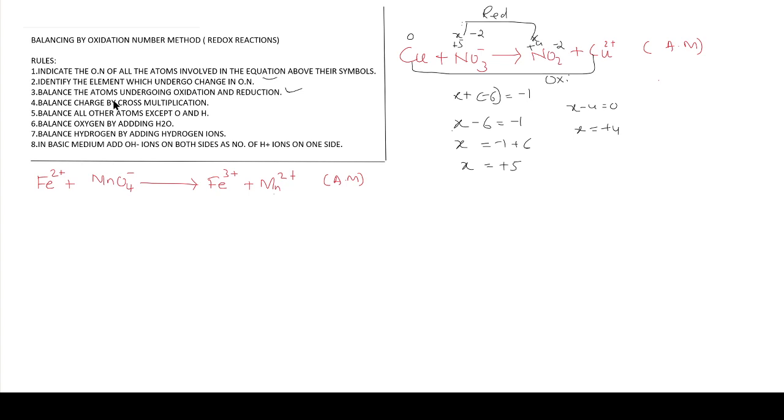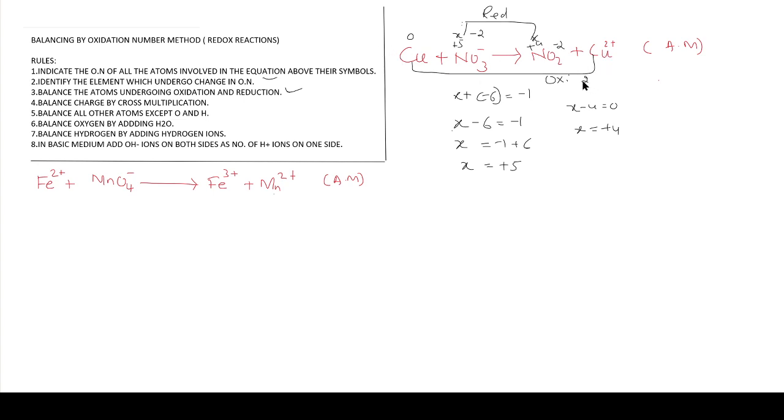Now fourth, balance charges by cross multiplication. Yes, this is a very important step. Prior to that, see the difference here. Copper has changed its oxidation state from 0 to +2. So what is the difference here?